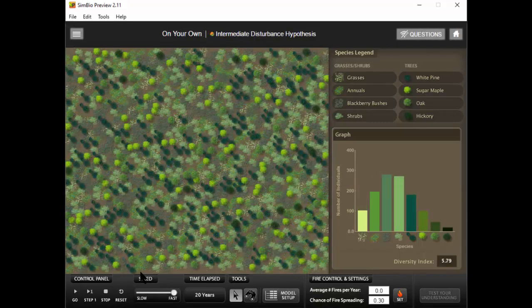Okay, and so then I'm going to walk them through what I did. So what I would do is I would run the simulation for a number of years, and the community dynamics would change so that over time, this diversity index here would change as the community became more or less diverse. A 1 would be the lowest possible. Down here, I can control the number of fires that happen per year. And I can control the chance of fire spreading.